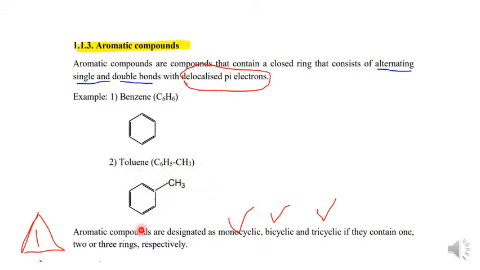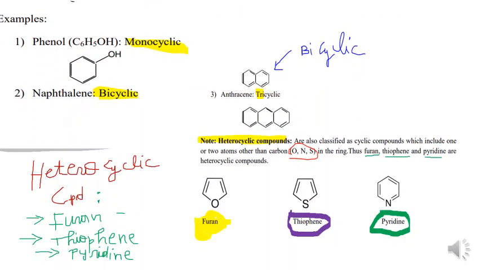Aromatic compounds are designated as monocyclic, bicyclic, or tricyclic if they contain 1, 2, or 3 rings respectively. If it is 1 ring, it is monocyclic; 2 rings, bicyclic; 3 rings, tricyclic; and 4 rings, tetracyclic. Examples: this is monocyclic, it is phenol. This is naphthalene, bicyclic. This is anthracene, which means 3 rings, 1, 2, 3, tricyclic.